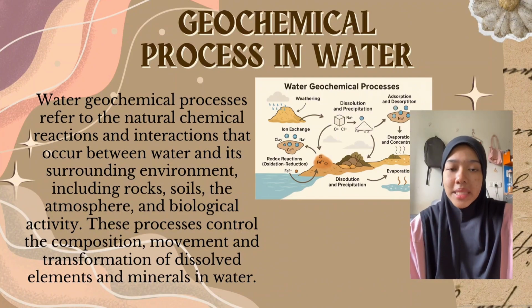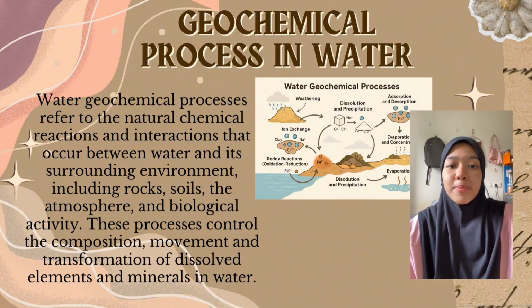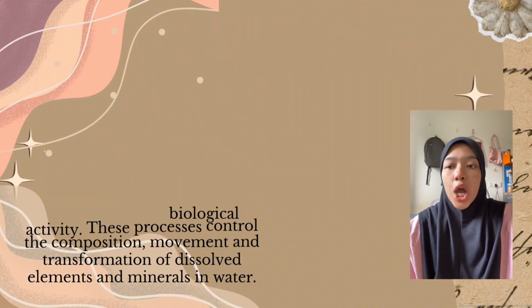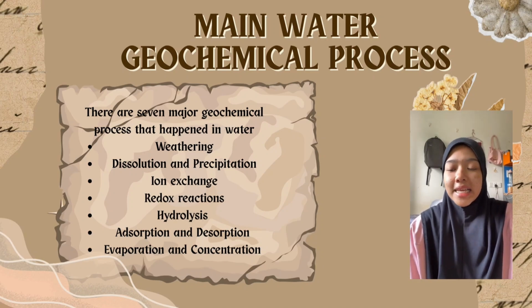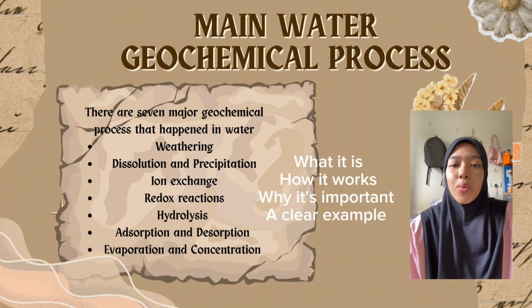We will look at 7 different major processes that happen in water, which are weathering, dissolution and precipitation, ion exchange, redox reaction, hydrolysis, adsorption and desorption, and lastly evaporation and concentration. Also, we will look at what each one is, how it works, why it's important, and present a clear example for each of the processes.